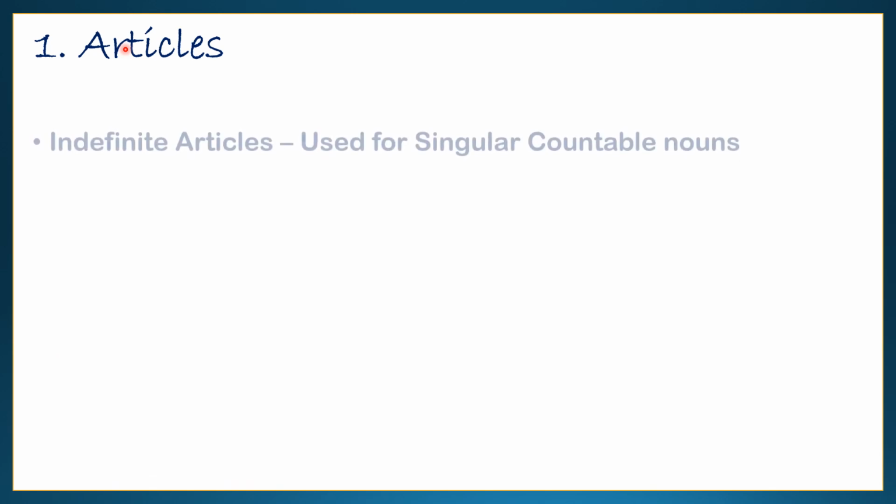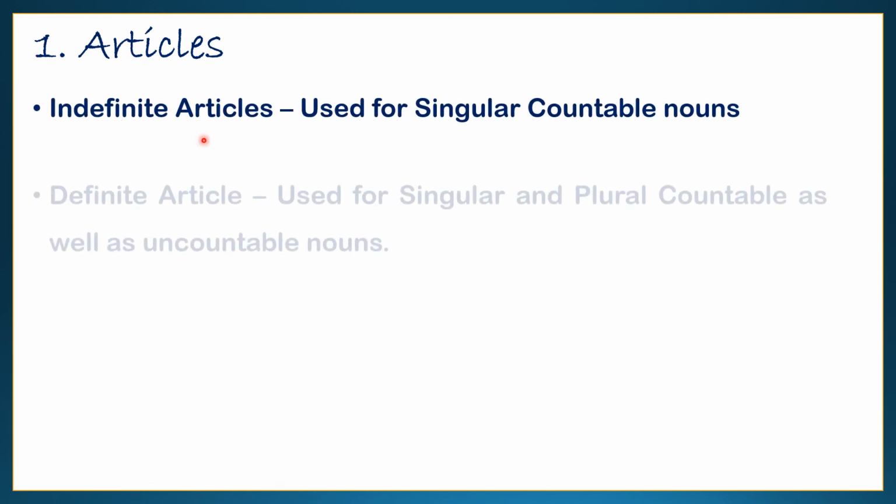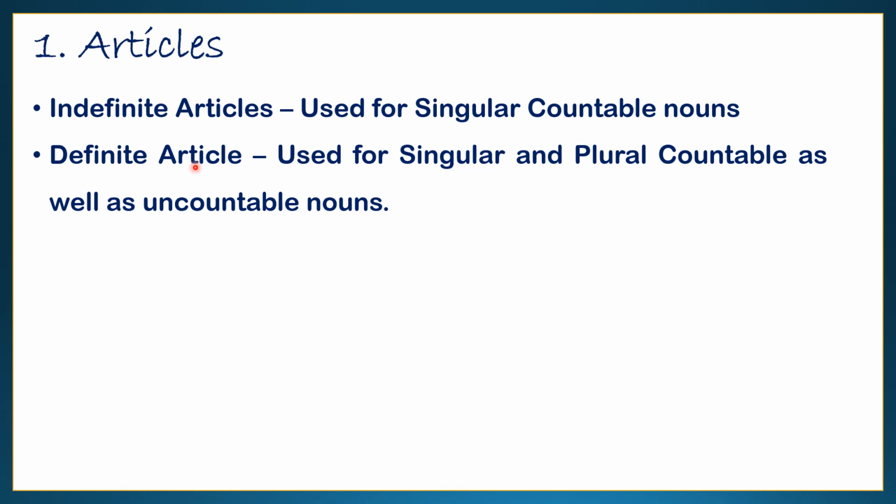So some more detail about articles we'll see before moving on to the next category. So articles, there are two types we know, indefinite articles and definite articles. Indefinite articles are used only with singular countable nouns, whereas the definite article is used with singular, plural, countable as well as uncountable nouns. So I'm highlighting here. Why? Because indefinite articles, we mean a and an, both are used only with singular countable nouns.